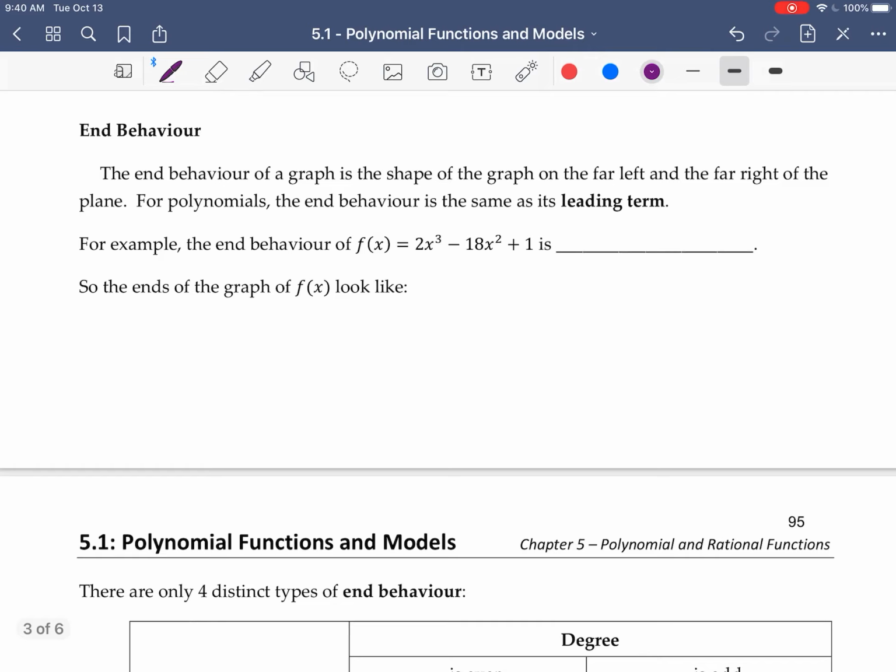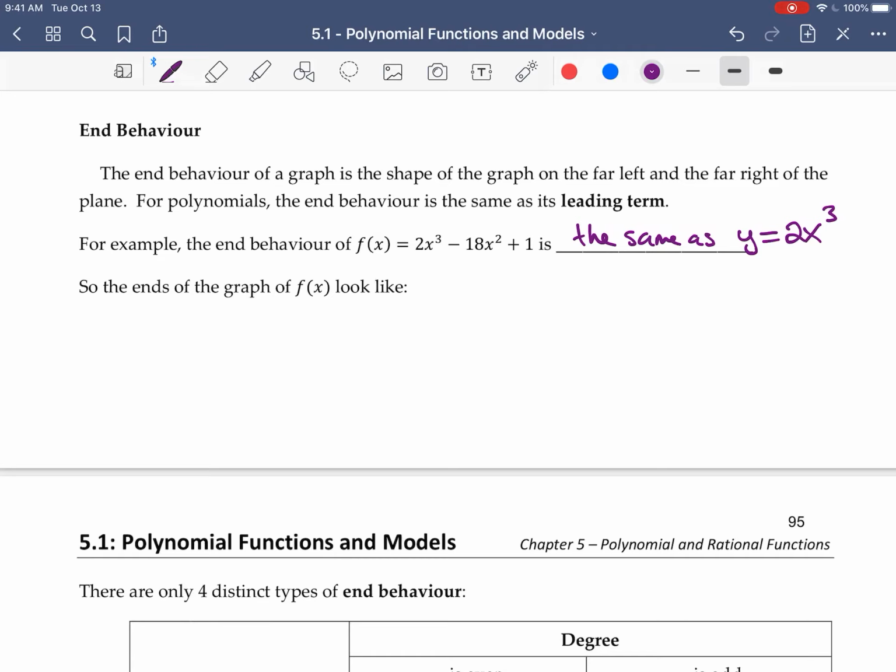So let's talk about end behavior of our polynomials. The end behavior is the shape as x gets really big or really small, so as x approaches positive infinity or negative infinity. For polynomials, the end behavior is determined by the leading term. For example, if I had this polynomial here, 2x³ − 18x² + 1, the end behavior is going to be the same as for the leading term, y = 2x³.